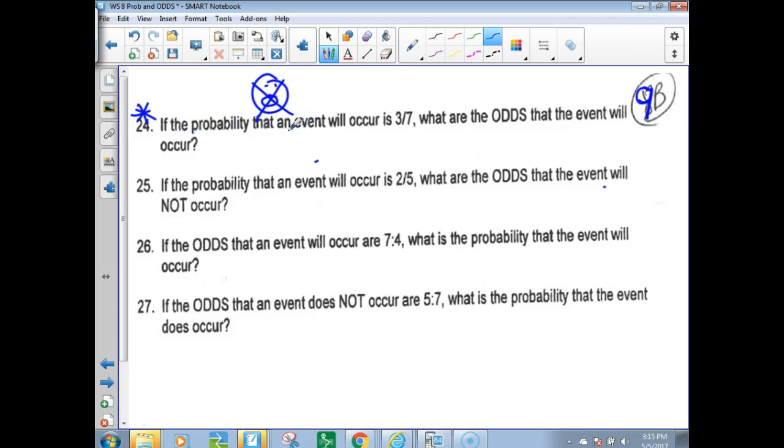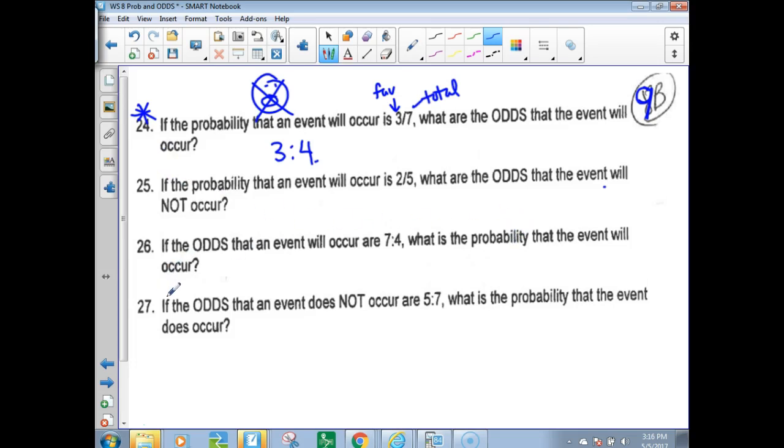If the probability that an event will occur is 3 to 7, what are the odds that the event will occur? All right, now, probability is 3 to 7. That means 3 out of 7 are favorable. And I want the favorable amount, but I want it compared to the not favorable. So probability, this is the total. So 7 minus 3 is 4. So the odds would be 3 to 4. So you have to be able to go from probabilities to odds, or vice versa.